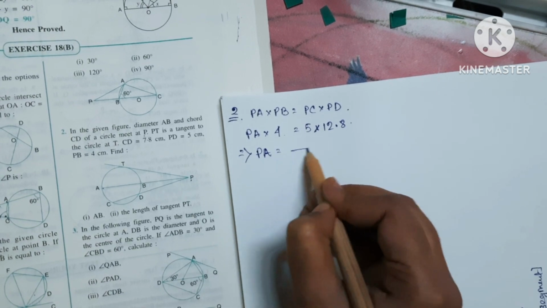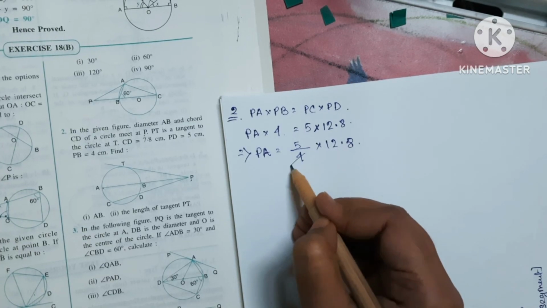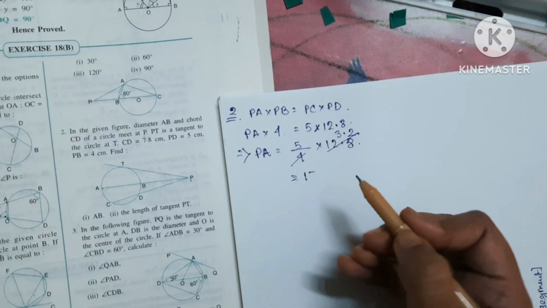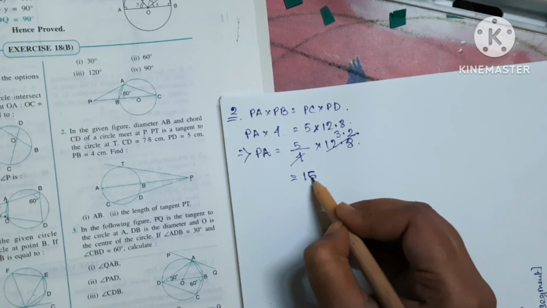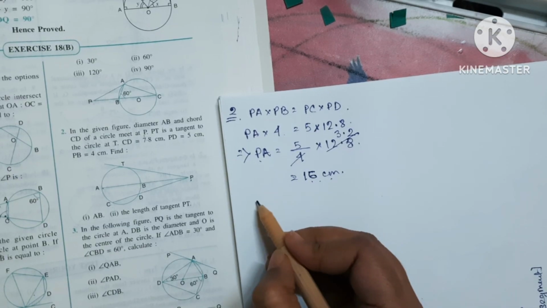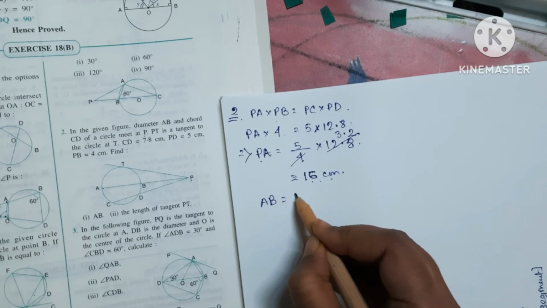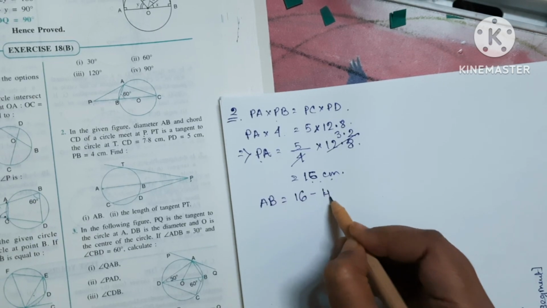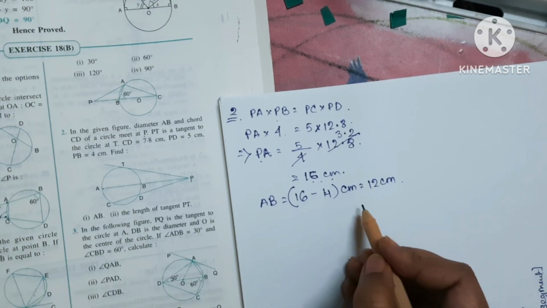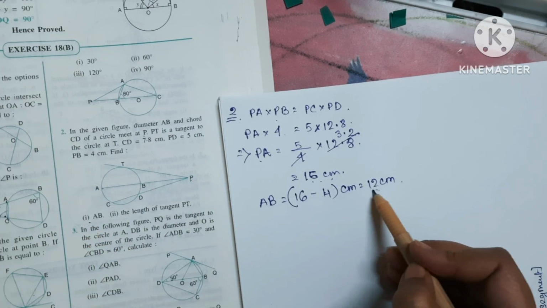So you can easily find out PA. PA is equal to 5 by 4 into 12.8. If you divide, it will be 3.2, and if you multiply, it will become 16. So PA is 16 centimeters and PB is 4 centimeters. So AB will be 16 minus 4, that is 12 centimeters. This is the answer of the first one, AB.